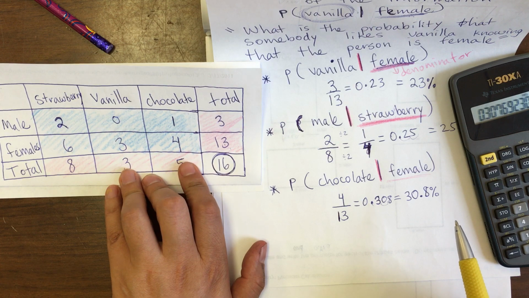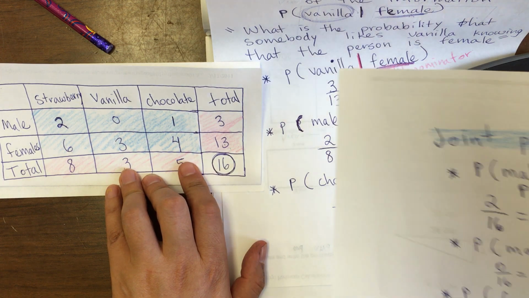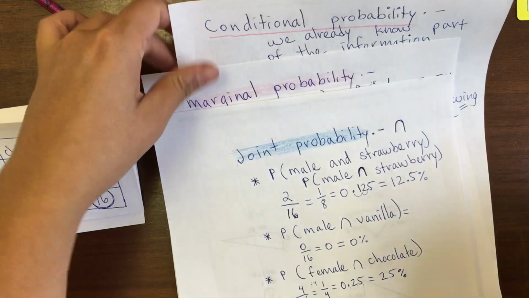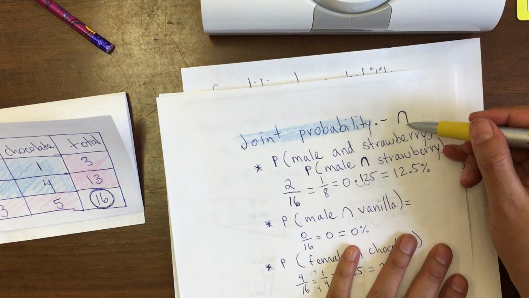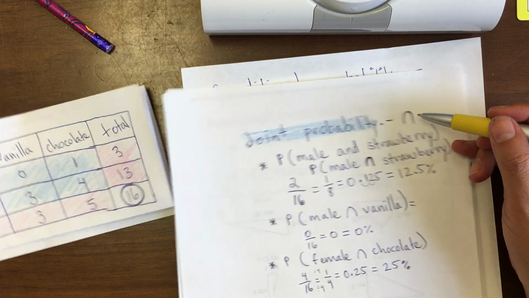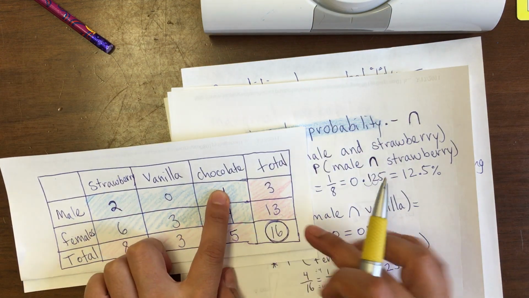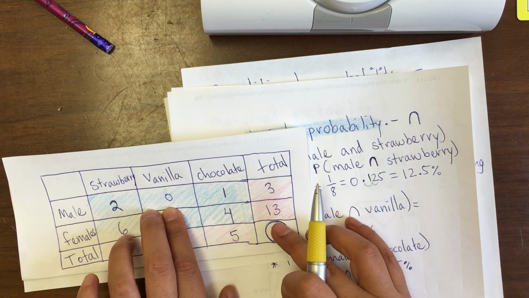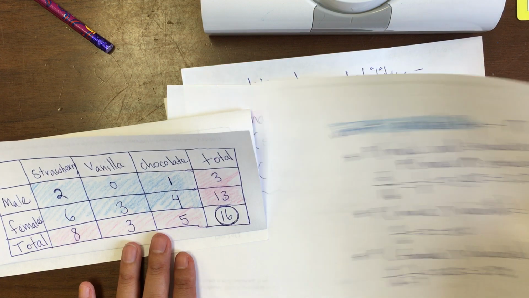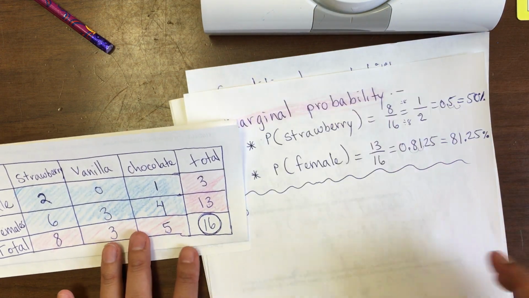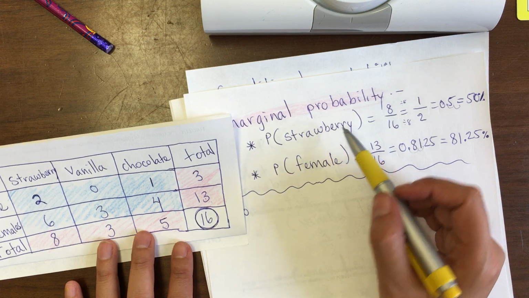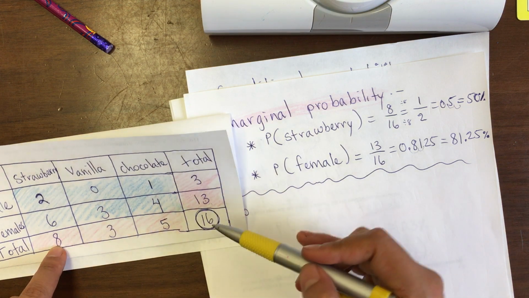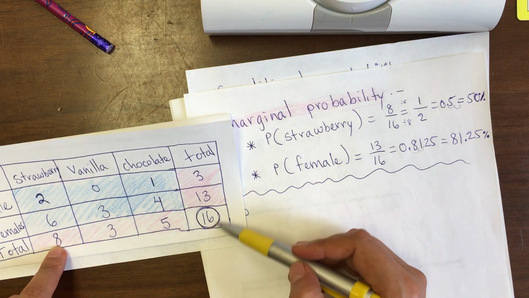Okay, so let's summarize really fast. So we have all 3 in here. Joint probability is when you have this symbol and it's the numbers in the middle out of the total. This is my numerator, this is my denominator. Marginal probability has only one word. So if it's strawberry, you just go to the grand total strawberry out of the total number of students. Again, this is my denominator.